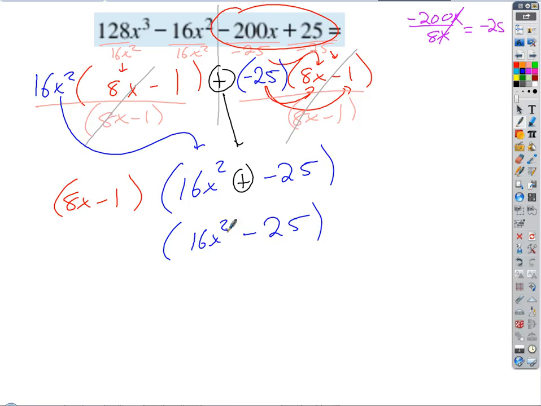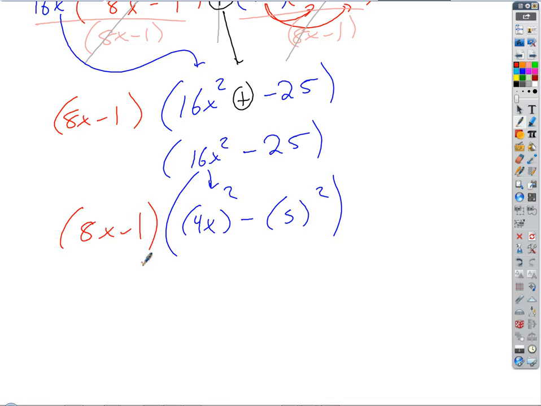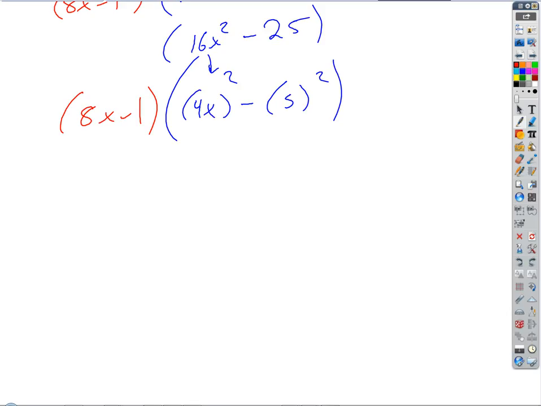So the question is, could we take this blue factor and write it as something squared minus something squared? Yes. What squared is going to turn into 16 times x squared? 8x? No, 4x. There you go, because if I distributed the power of 2 to the 4, I'd get a 16, right? What squared is 25? Okay, so I've got my 8x minus 1 out front, but now I can break this apart because it's a difference of squares pattern, right? So we get 8x minus 1 times, what's that going to break apart into?